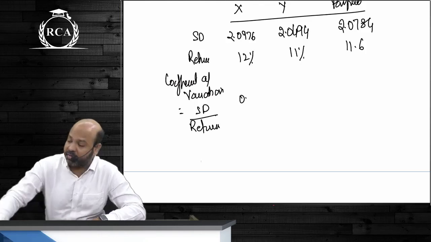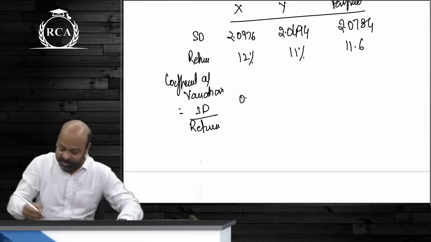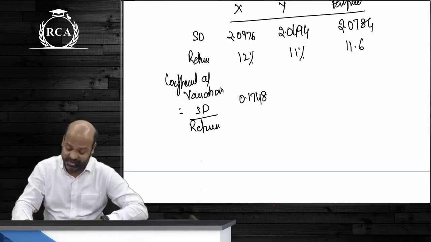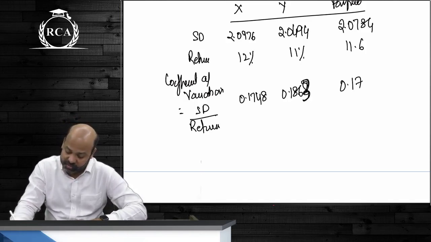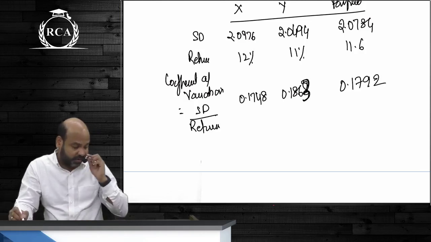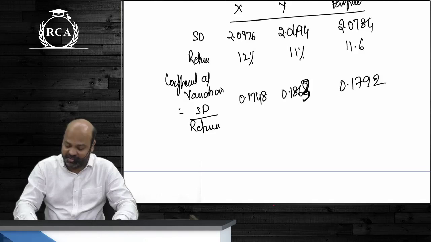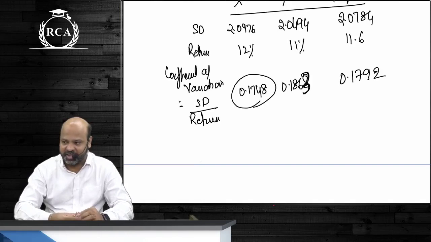The first one is 0.1748. The next one is 0.1868. Next, 0.1791. So in which will you invest? Whom should you select? X. The one with the lowest coefficient of variation should be selected. Are we clear?